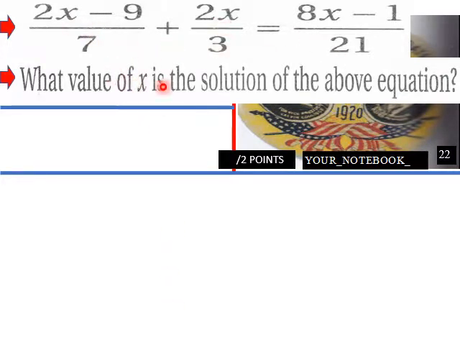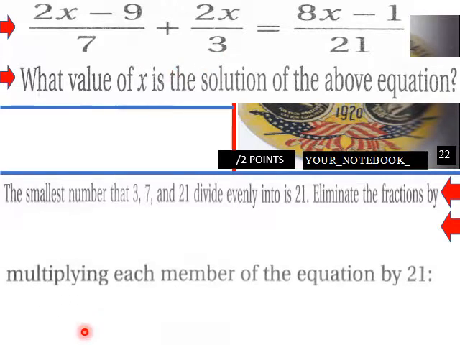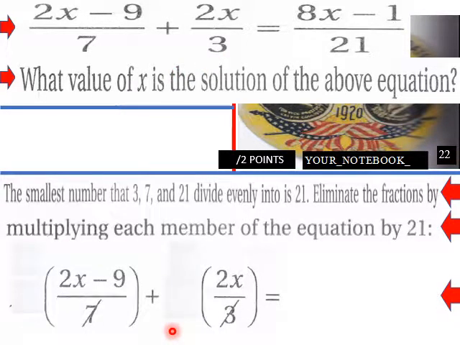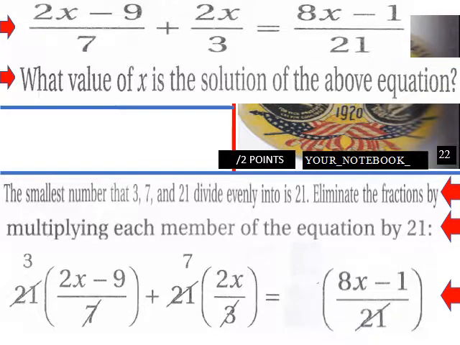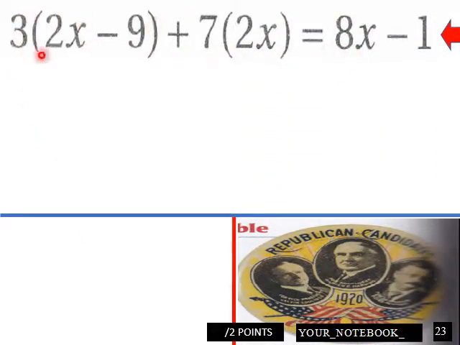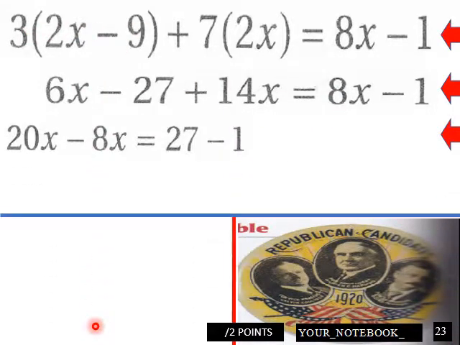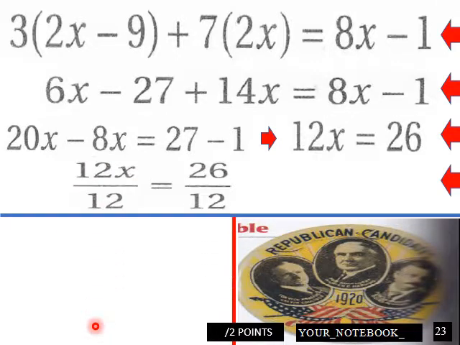Here's another example: what is the value of x in the above equation? So we use a common denominator here between 7 and 3. Then we combine our numerators. Then we cancel here. Then we come up with this long statement here without fractions. We got rid of our denominators. And then we just multiply through and then combine like terms. And then we solve for x.